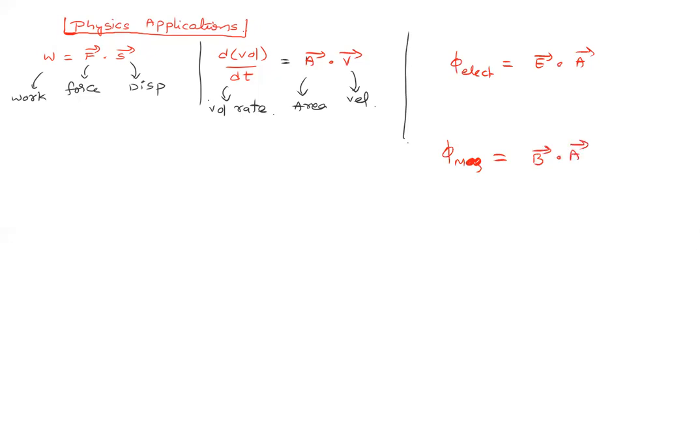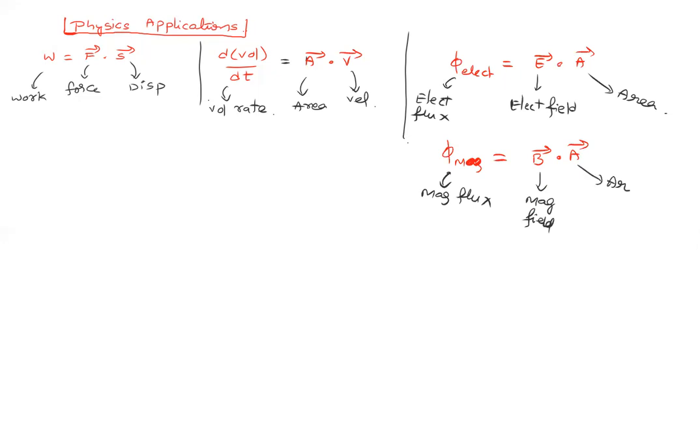Here E is the electric field and A is the area. This is your electric flux, this is your magnetic flux, this is your magnetic field, and this is your area. So this is how you apply the dot product in physics. There are still a lot of applications, but this is one example that I have listed.